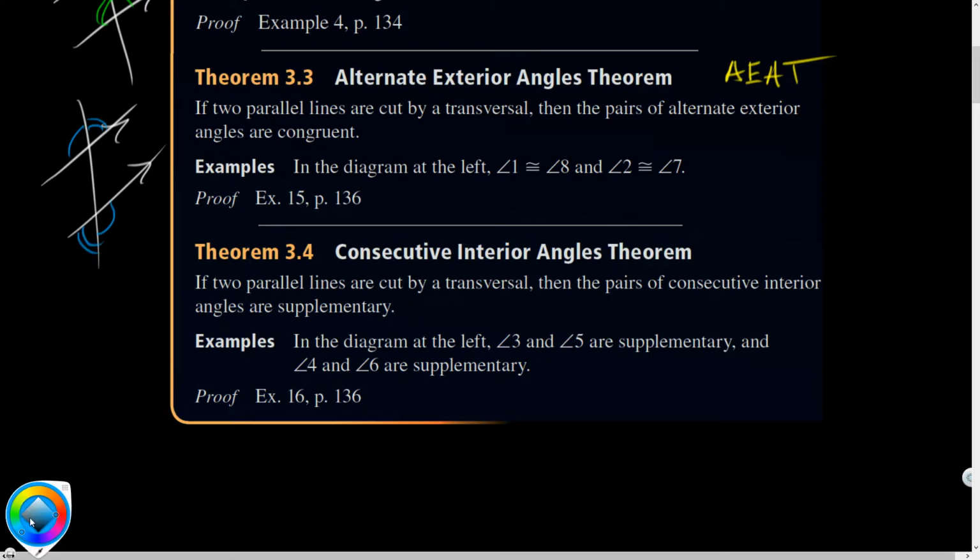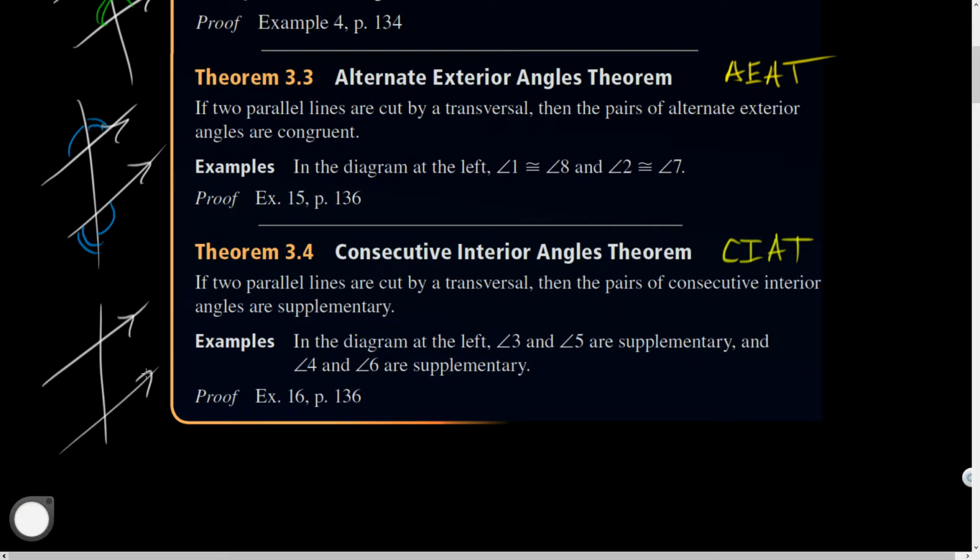Lovely. And then, consecutive interior angles theorem. This one's a little bit of an oddball compared to the rest. Two parallel lines cut by a transversal. Also, if I don't know these are parallel, then do I know the conclusion? No. This is only true, to our knowledge, if they're parallel and cut by a transversal, okay?